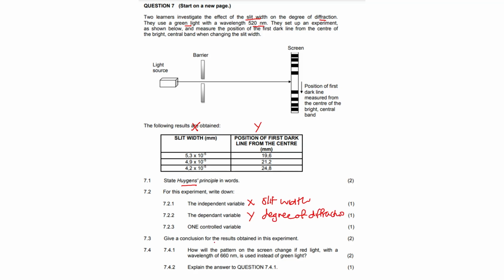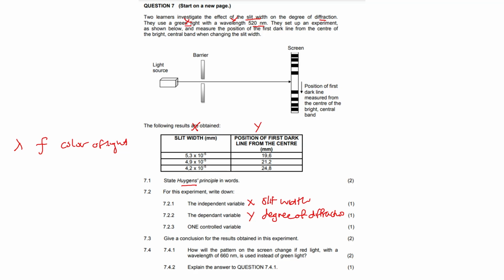Okay. One controlled variable will have to be the wavelength, the color of the light. Remember, they use a green light with that wavelength, so that's constant. And it can also be the frequency. So either wavelength, frequency, or the color of the light. They use a green light.